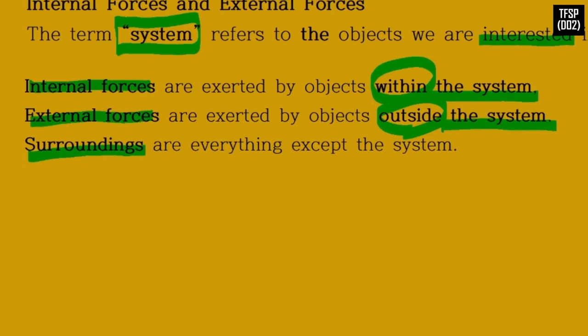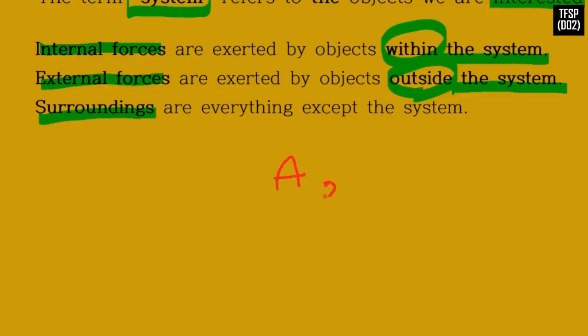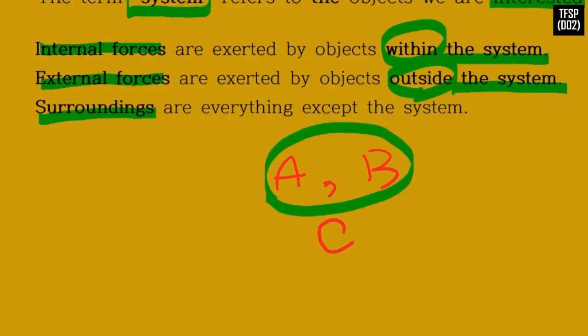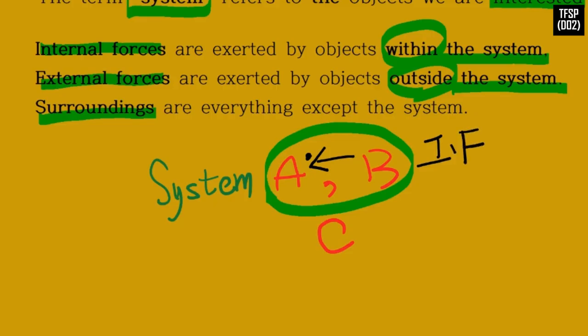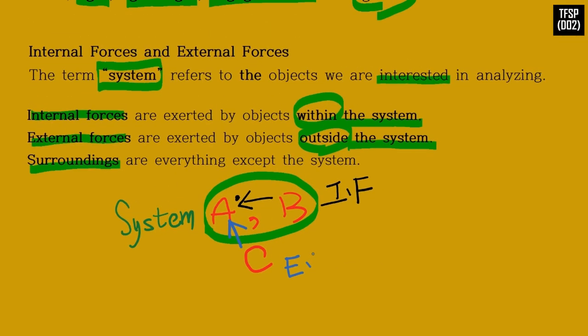For example, there are particles A, B, and C. Consider a system that includes only particles A and B. The force exerted by particle B on particle A is an internal force, whereas the force exerted by particle C on particle A is an external force.